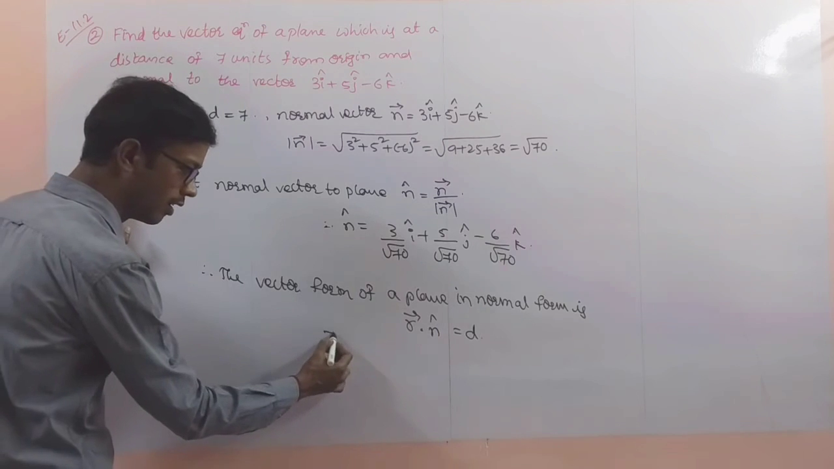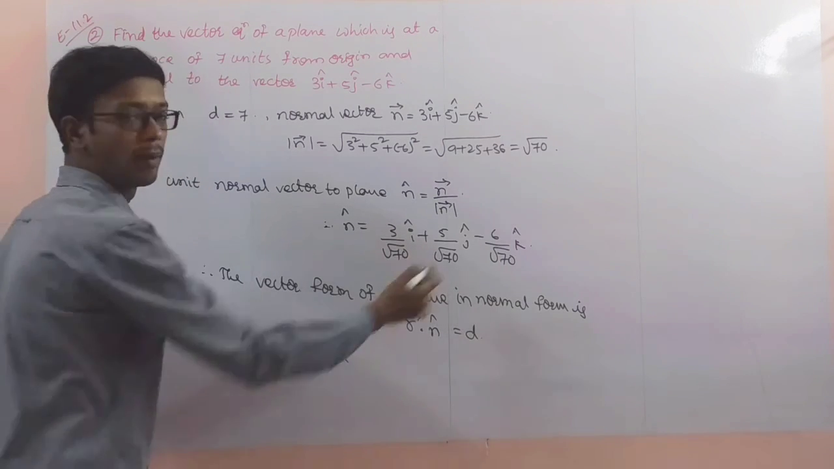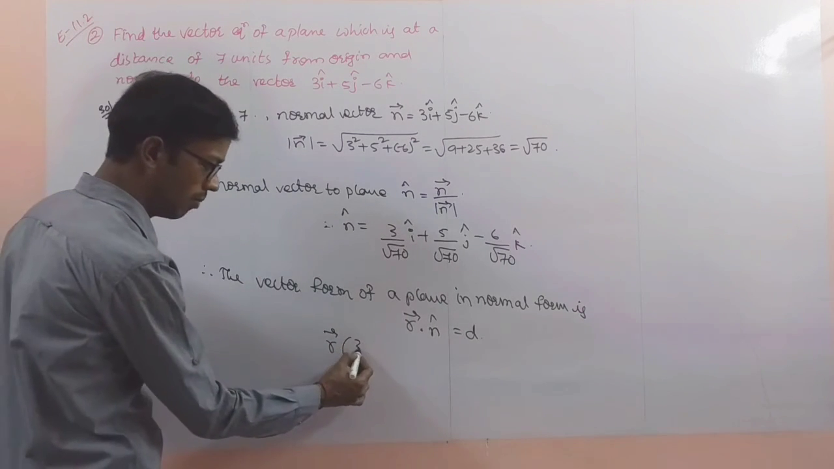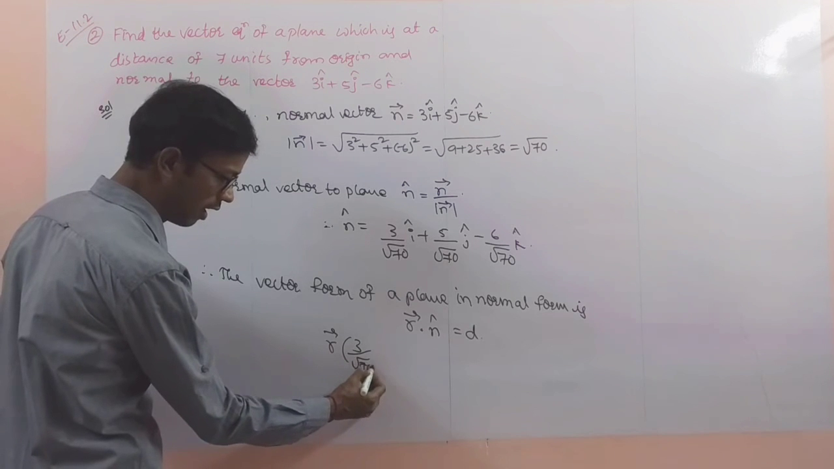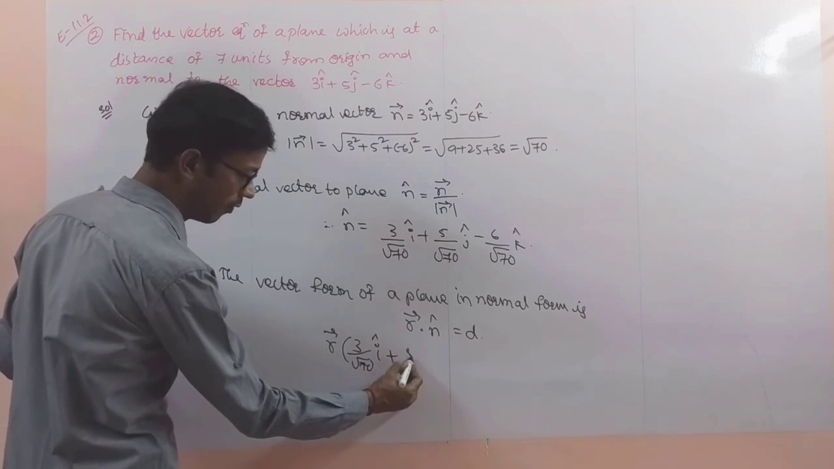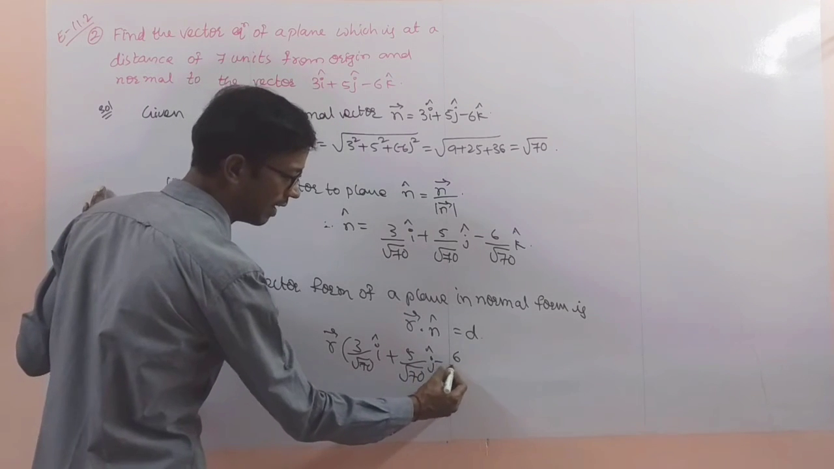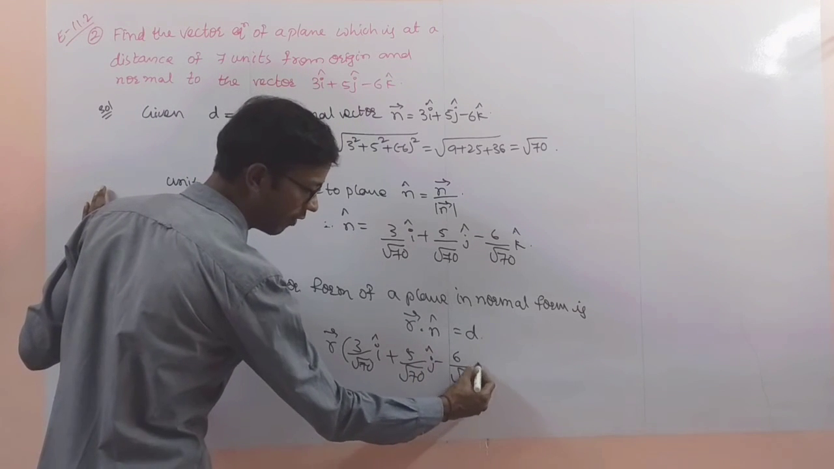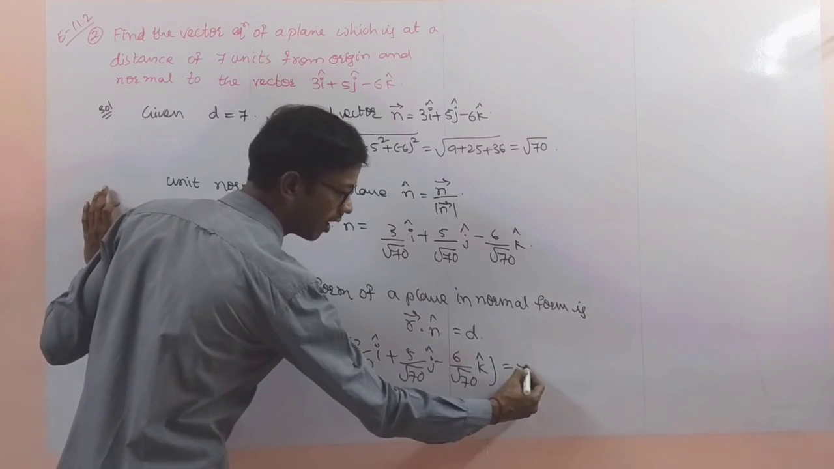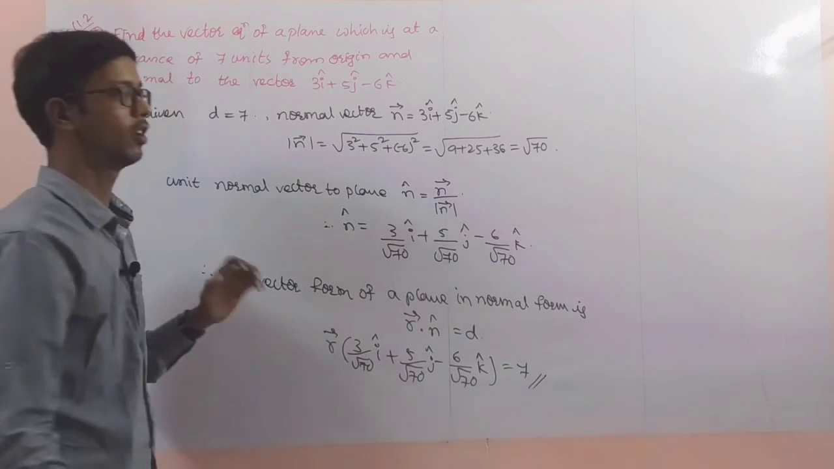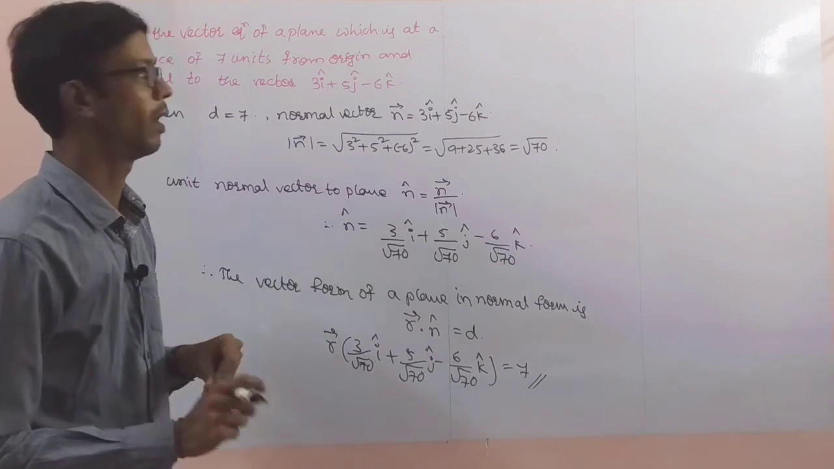R bar as it is, you have to write n cap. N cap is 3 by square root of 70 i cap plus 5 by square root of 70 j cap minus 6 by square root of 70 k cap. Distance d equal to 7. So this is the vector equation of a plane.